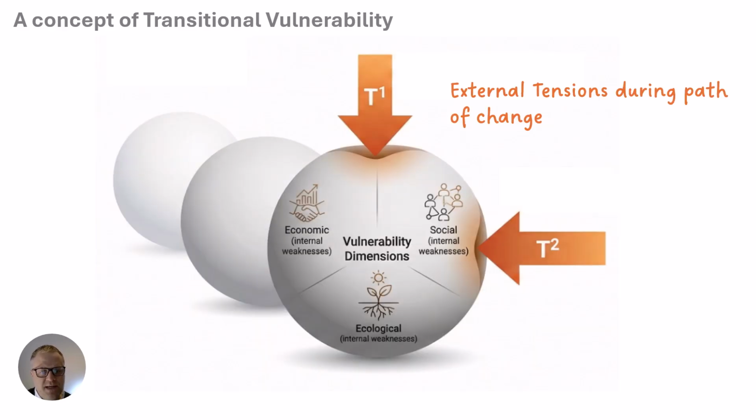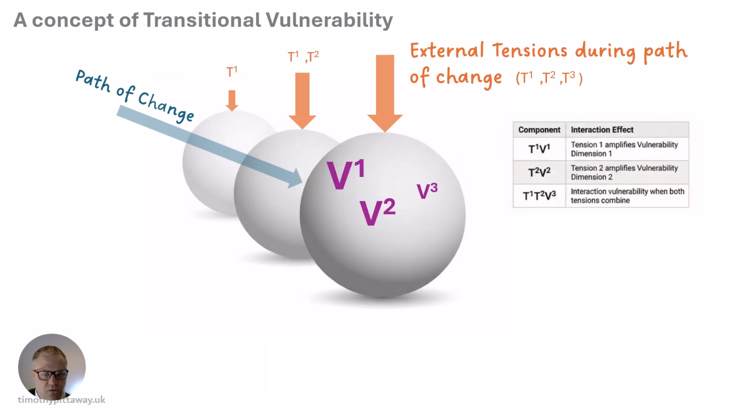Now, often what is experienced through this process are what we call tensions. Some stress or tension that is being applied, or a change, we could say, is a tension, which can affect either a social, economic, or ecological aspect within a business or ecosystem or a community. There are external tensions during this path of change, and these tensions can come and go. They can increase. There could be more than one, which then has an effect on the vulnerabilities within this unit.